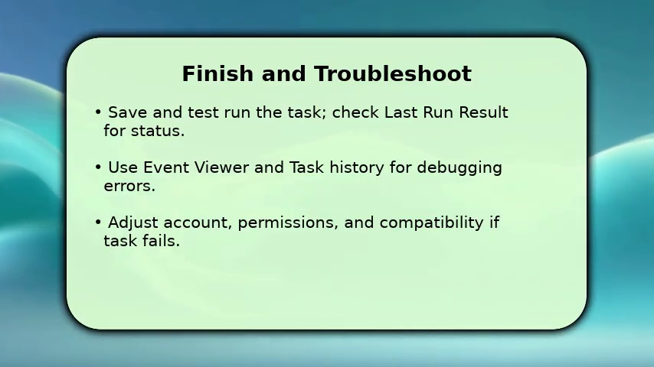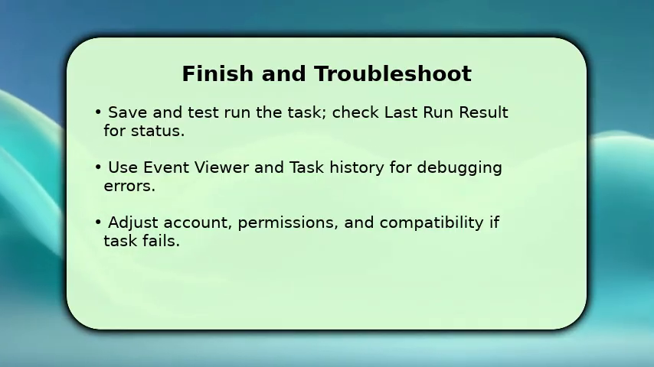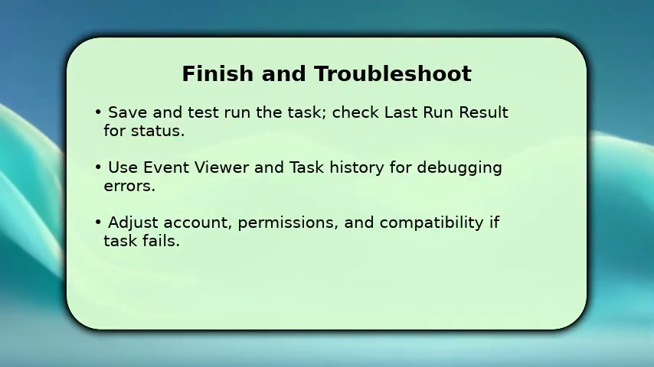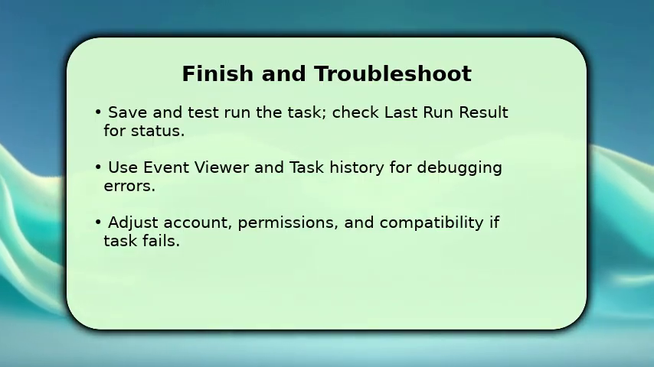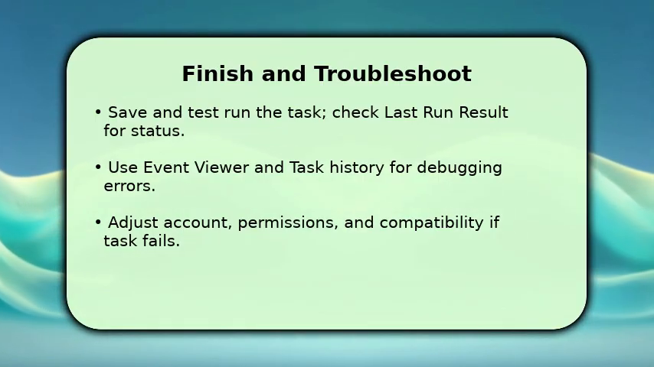Make sure the task's user account has log on as a batch job or proper permissions, and verify paths, arguments, and network availability. If problems persist, recreate the task with minimal actions to isolate the failing step.